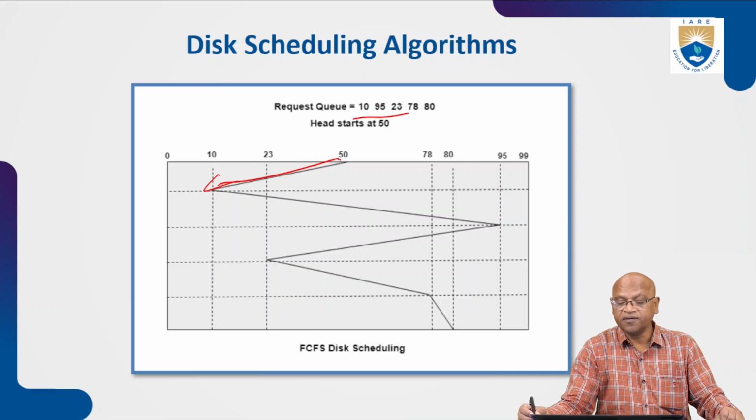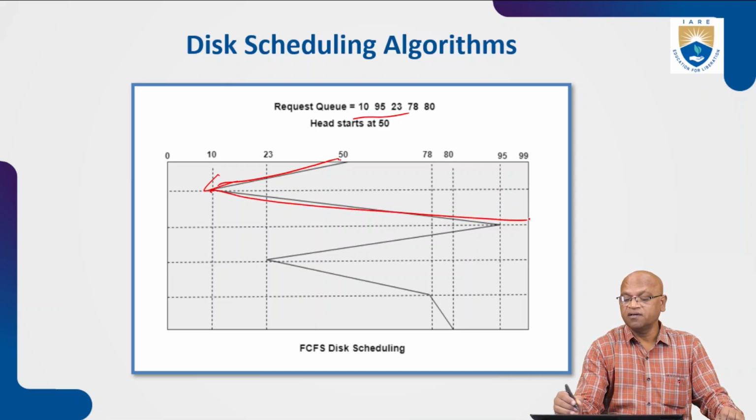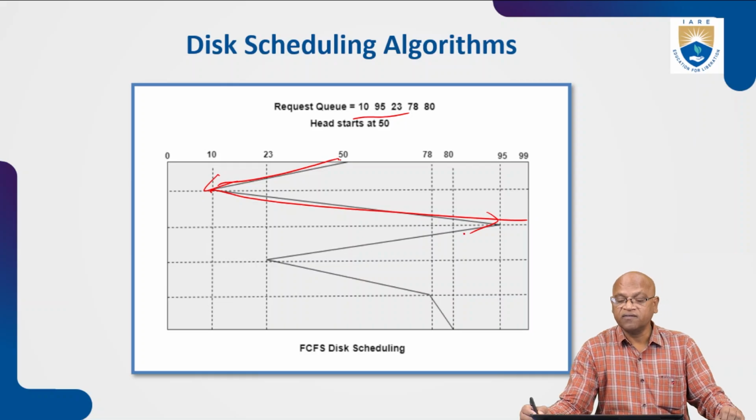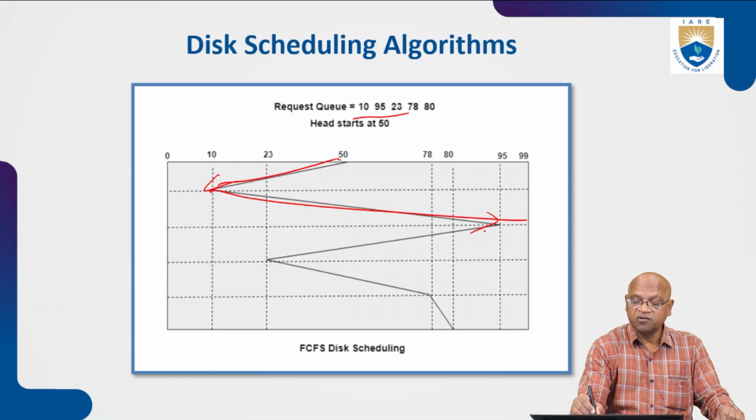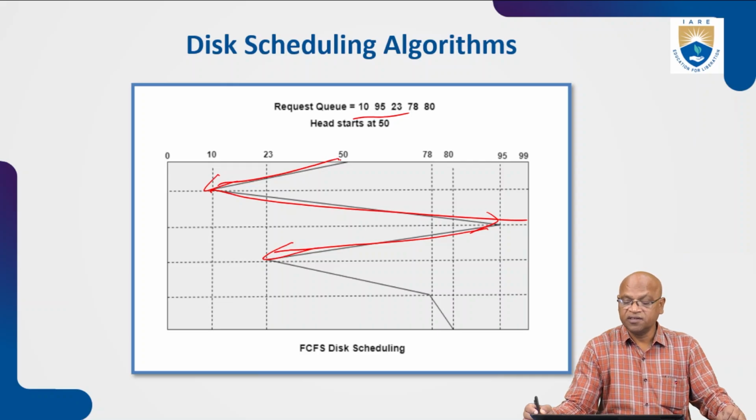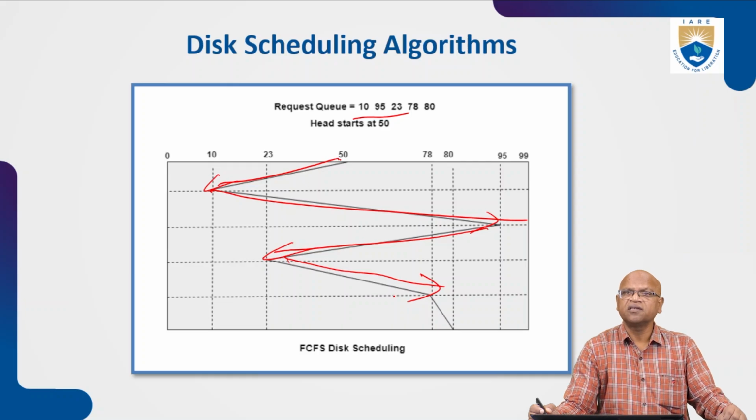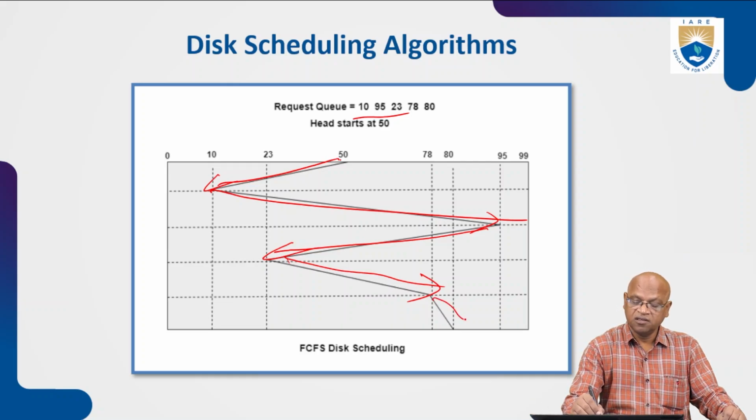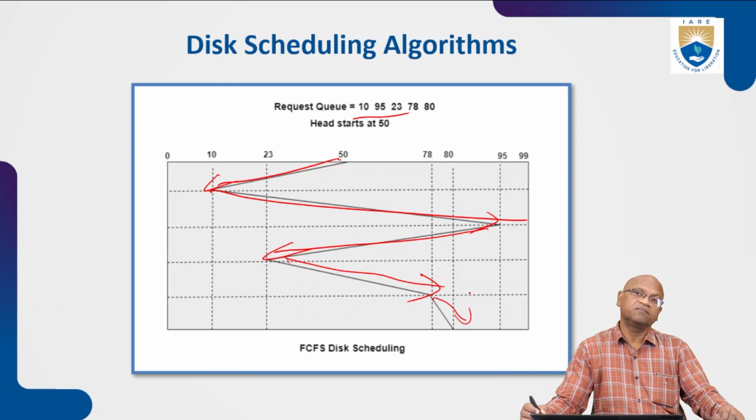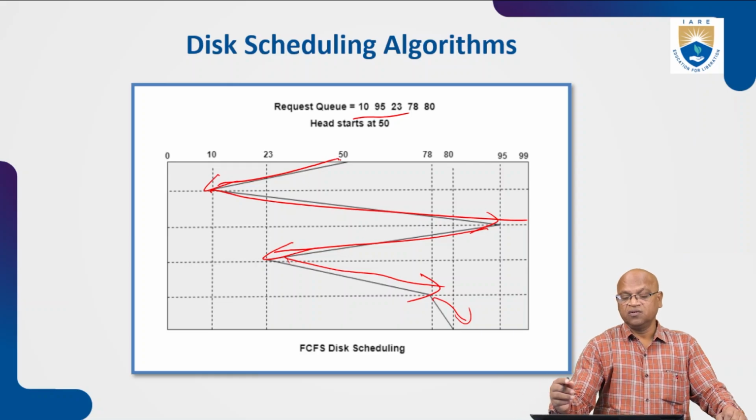That is 95. As the name suggests, first come first, so it goes to 95, and after 95, 23. Again it comes to 23. Next is 78, automatically it goes to 78. From 78 it goes to 80. This is how the disk is making movements as per the given request queue.